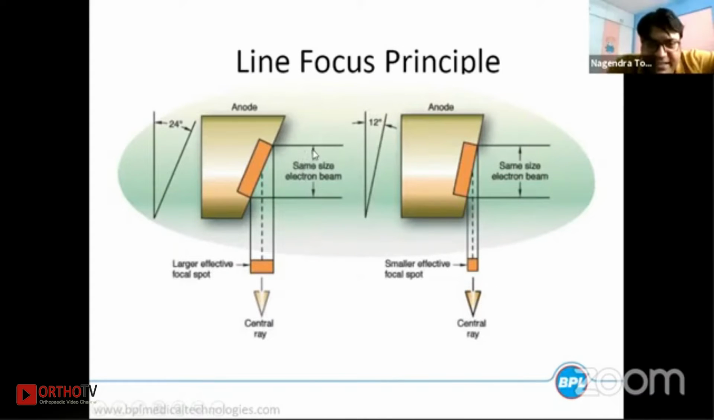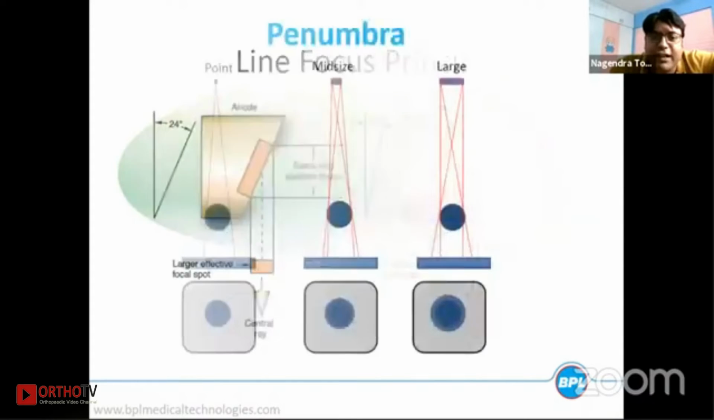Now in this same size electron beam, the left and right side are both the same. It means your actual focal spot is the same, but your target angle is different. On the right side you have a 12 degree target angle, and on the left side you have a 14 degree target angle. But again, if your target angle is small, then your effective focal spot would be smaller compared to a large angle. So whenever you buy any CM, just check whether the focal spot will remain the same, and what the effective focal spot is, which you can determine from the target angle.